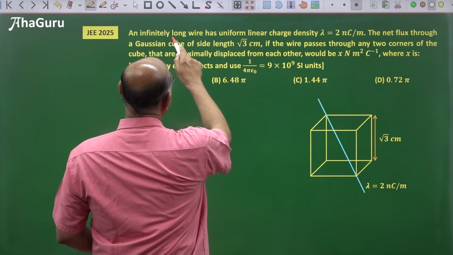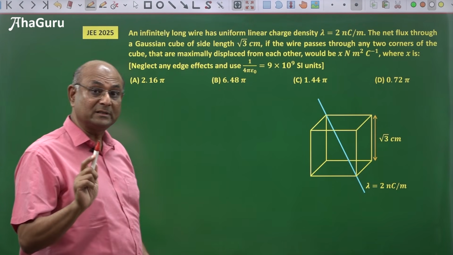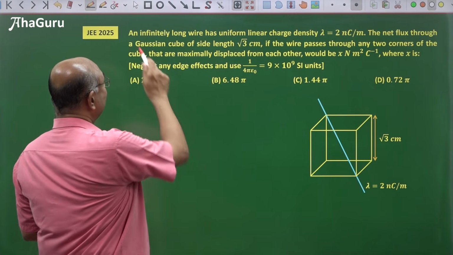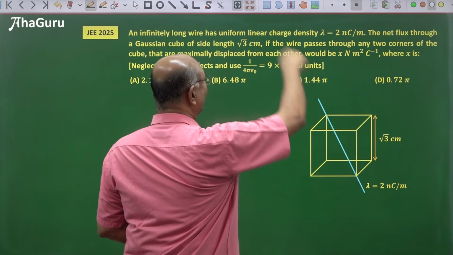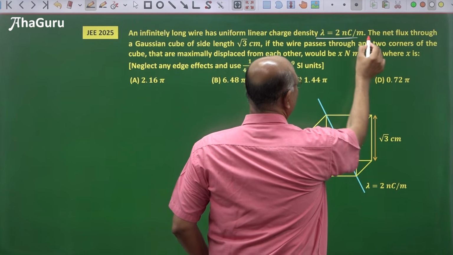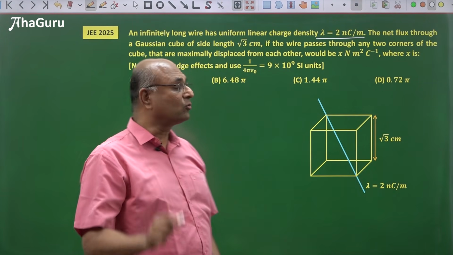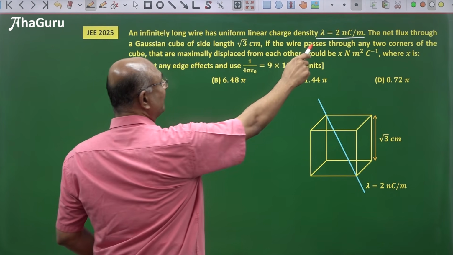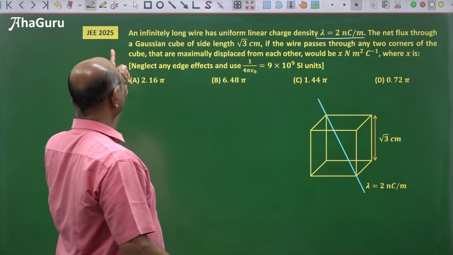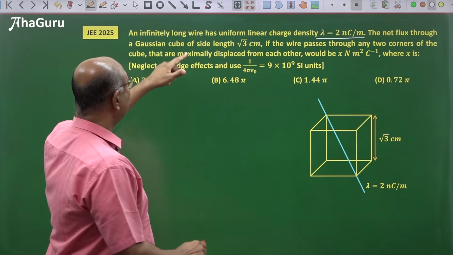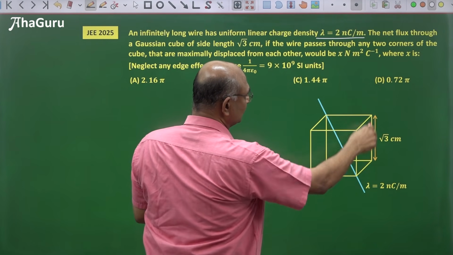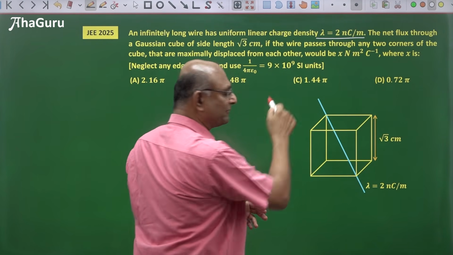So, an infinitely long wire, and in this question the big part of the problem is to draw the diagram correctly. Okay, that's important. An infinitely long wire, this is that long wire, has uniform linear charge density lambda, which is 2 nanocoulombs per meter. That means for every meter the charge will be 2 nanocoulombs. The net flux through a Gaussian cube of side length √3 meters. So this is that Gaussian cube, this is √3, this is √3, √3, √3, right? Every side is going to be √3.